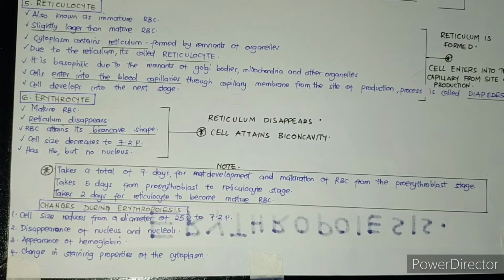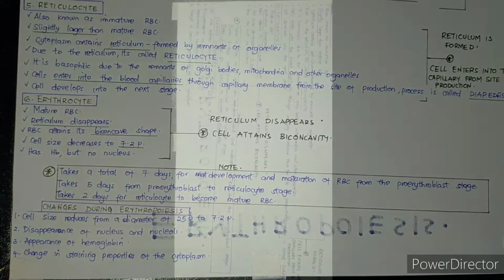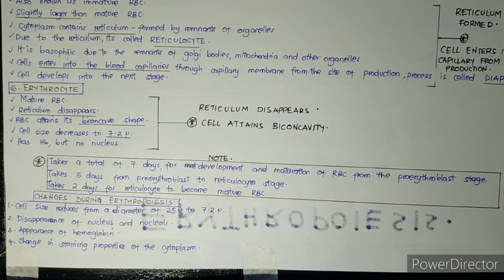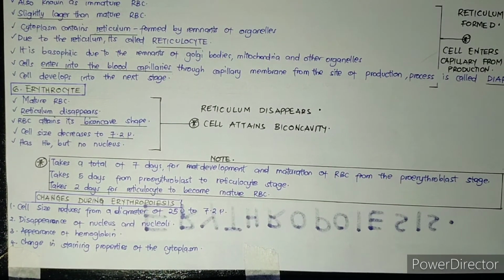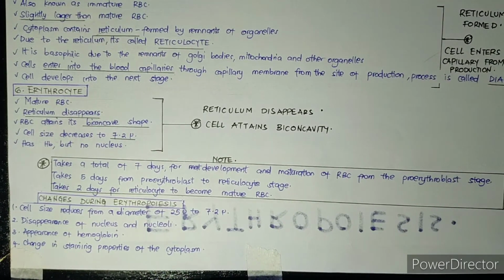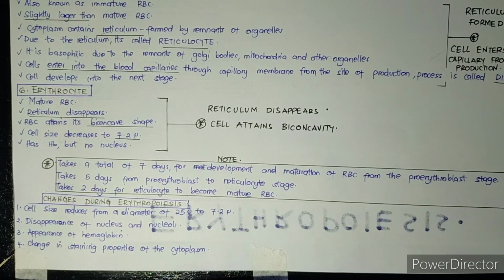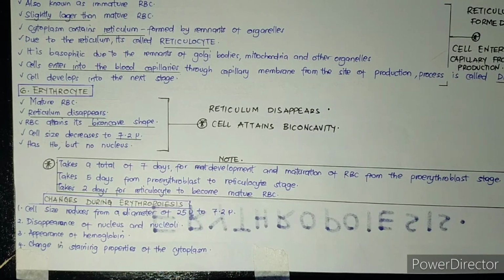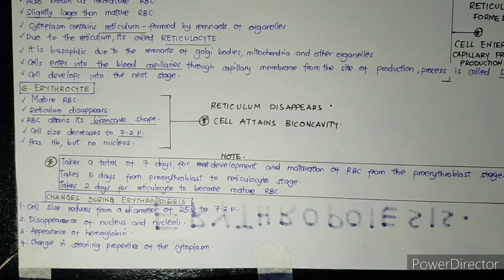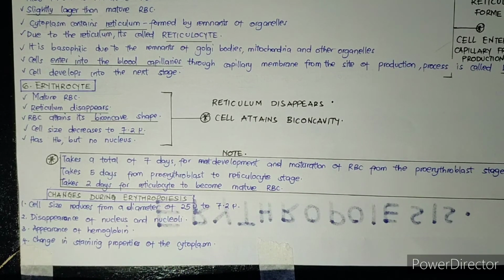We should note that it takes a total of 7 days for development and maturation of the RBC from the first stage. It takes 5 days from proerythroblast to reticulocyte stage. It takes 2 days from reticulocyte to become a mature RBC. The changes during erythropoiesis. The cell size reduces from a diameter of 25 microns to 7.2 microns. The disappearance of the nucleus and nucleoli. Appearance of hemoglobin and change in staining properties of the cytoplasm.